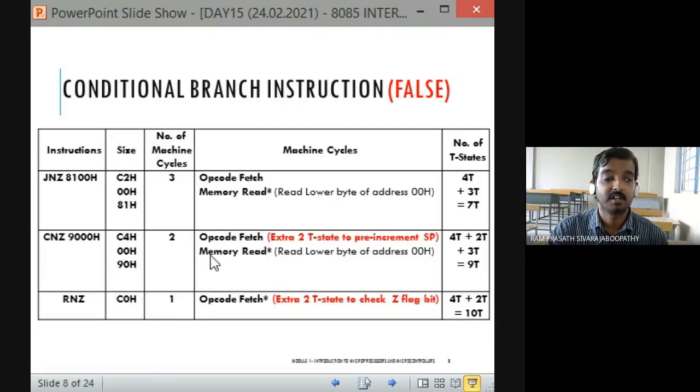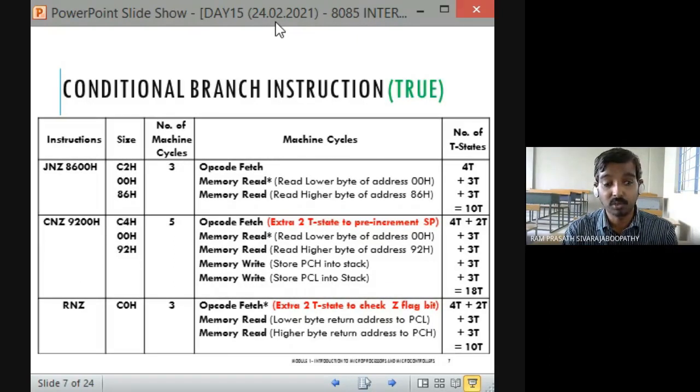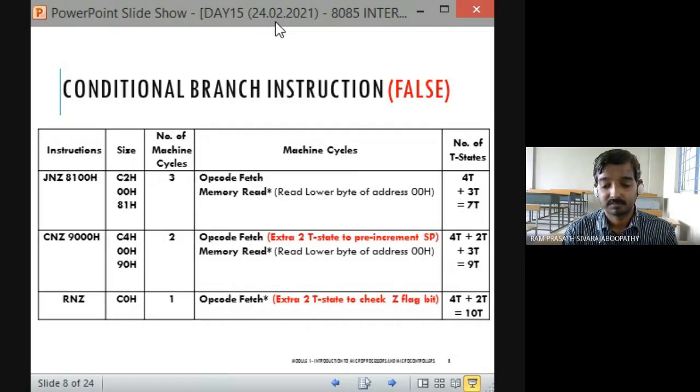Similarly in the case of call and return. Clear? During a false condition, it will skip the instruction. Once it is decoded and it finds the status of the flag, it will stop fetching the instruction further. That's it. Kindly take down this. If it is a true condition, this thing happens. If it is a false condition, these things will happen. This is all for your reference only. If you have any doubt, you can contact.